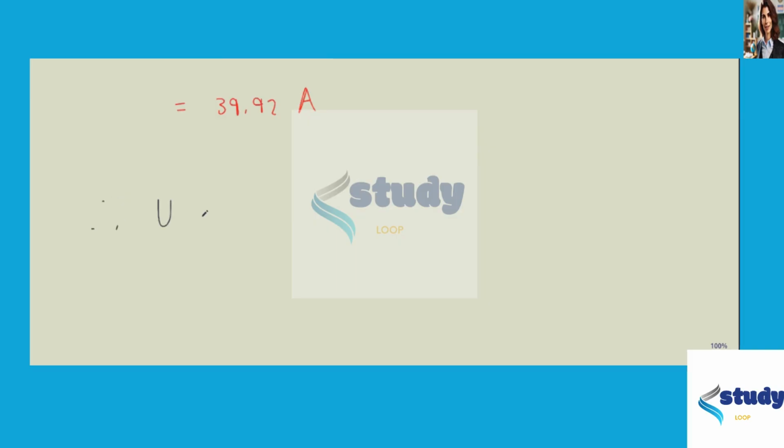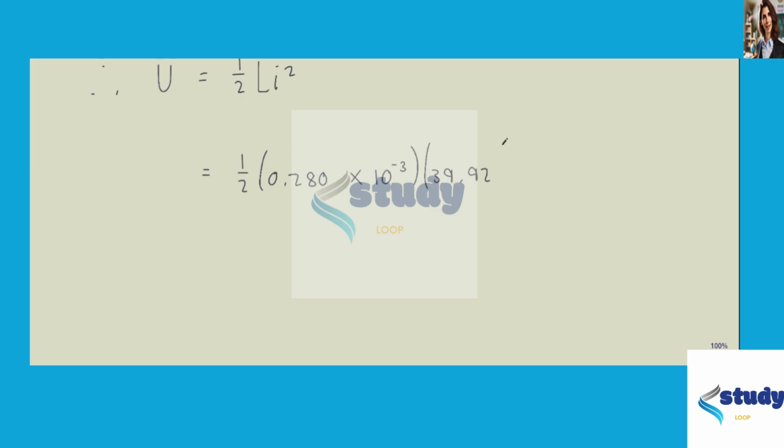And the energy stored in the inductor U is equal to a half times the inductance L times the square of the current, I squared. And so this is a half times the inductance given, which is 0.28 times 10 to the minus 3 Henry, multiplied by the current, 39.92 amperes squared. And hence we get the energy stored in the inductor to be 0.223 joules.